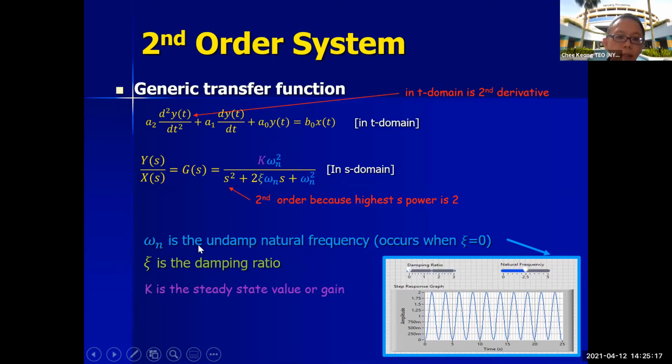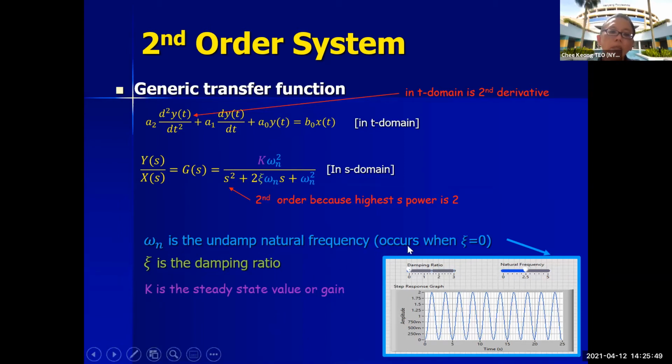So omega n is your undamped natural frequency, which occurs when zeta equals 0, right? That means there is no damping. And then, of course, zeta is the damping ratio, and K is the steady state value, or rather the steady state gain. So these are the three terms that make up the entire second order transfer function. You can see K, omega n, zeta, omega n. So everything is made up of these three terms, right? If you vary these three terms, your transfer function changes quite drastically.